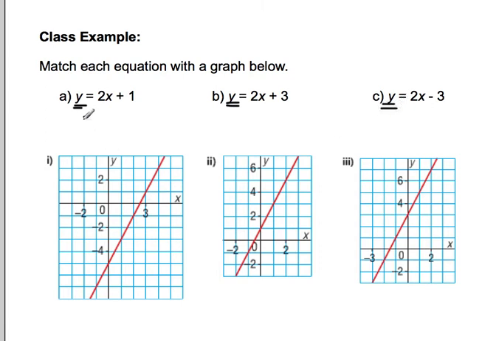Okay, so here we have m is equal to 2. Oh, sorry, b is equal to +1. Here m is equal to 2. B is equal to +3. Here m is equal to 2. B is equal to -3. Do you see the negative? It's actually equal to -3. So here the m's are all consistent, but now we're talking about the y-intercepts.